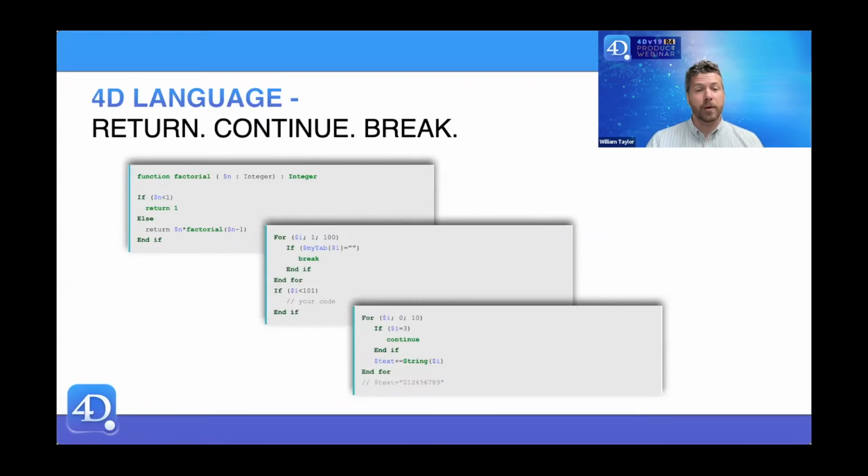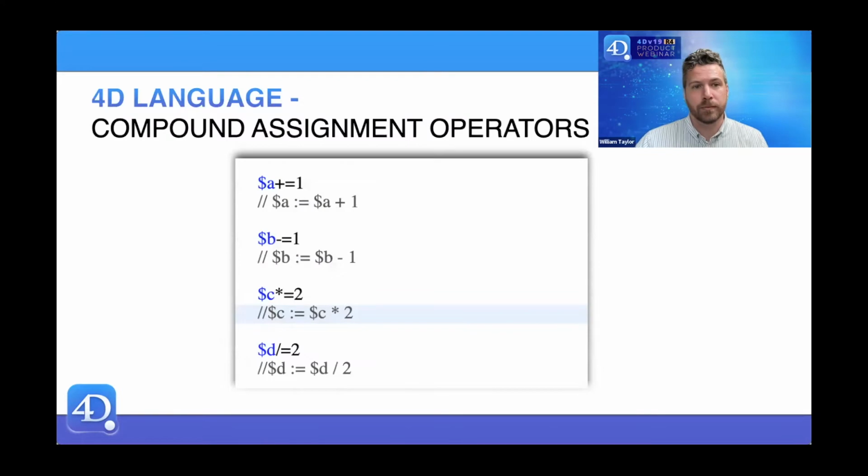The break keyword also exists in 4D v19 R4, and this terminates the loop that contains it and goes to the following statement immediately after that part of the loop. And the continue statement ends the execution of the statements in the current iteration of the loop and continues the execution of the loop in the next iteration. So now we have return, continue, and break. That's awesome.